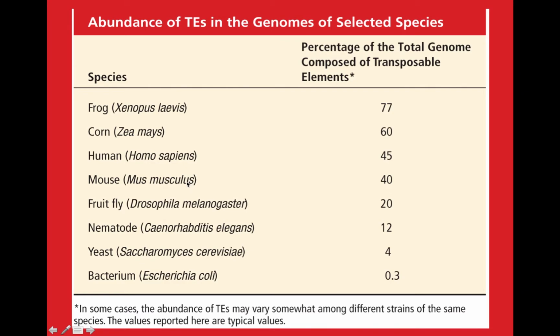Within the genome of many different organisms, transposable elements can comprise a very large percentage of the genome. For example, in Xenopus laevis, a frog, 77% of the entire genome is comprised of just transposable elements. Humans themselves, 45% of our genome are transposable elements.